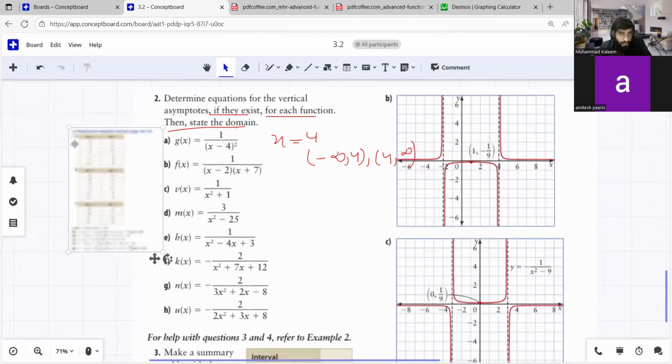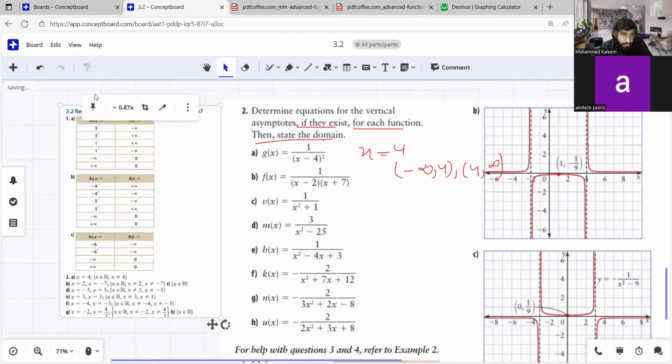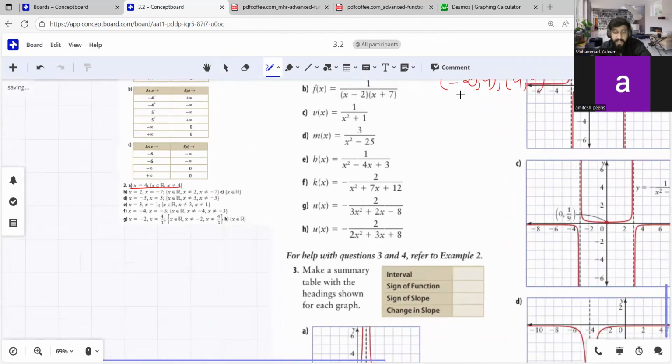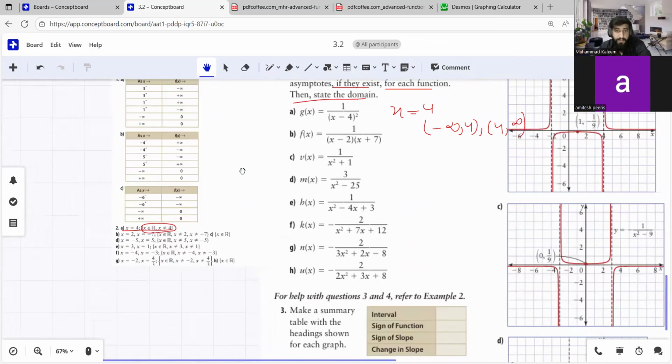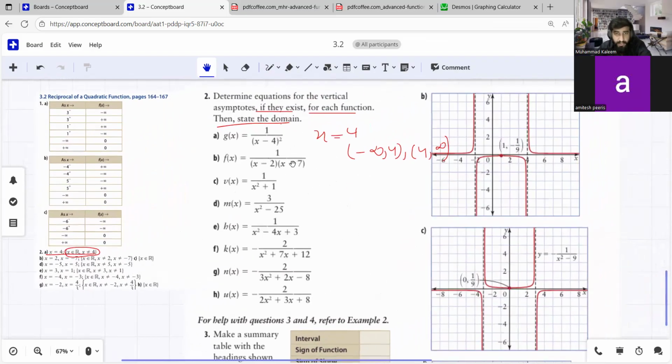Let's see how they are writing the answer. Yeah, they are writing it the other way. Yesterday we learned this method, and I was telling you this method to write the domain: all real numbers, but x not equal to 4, because that would make the denominator 0, and then that's undefined. Similarly, what will be the asymptotes for the function in part b?